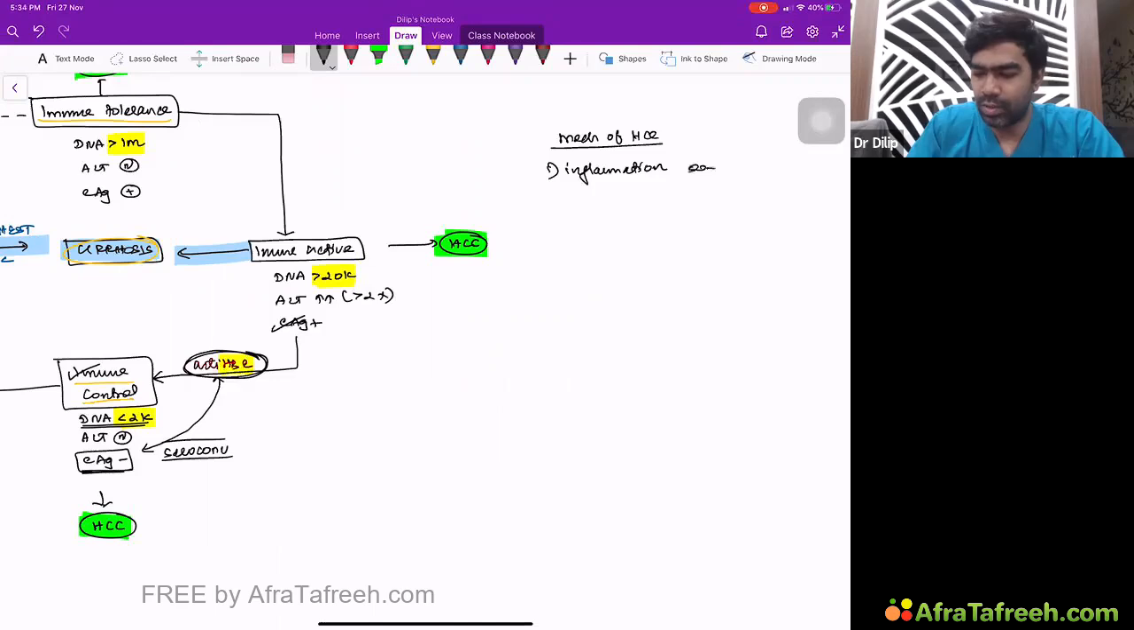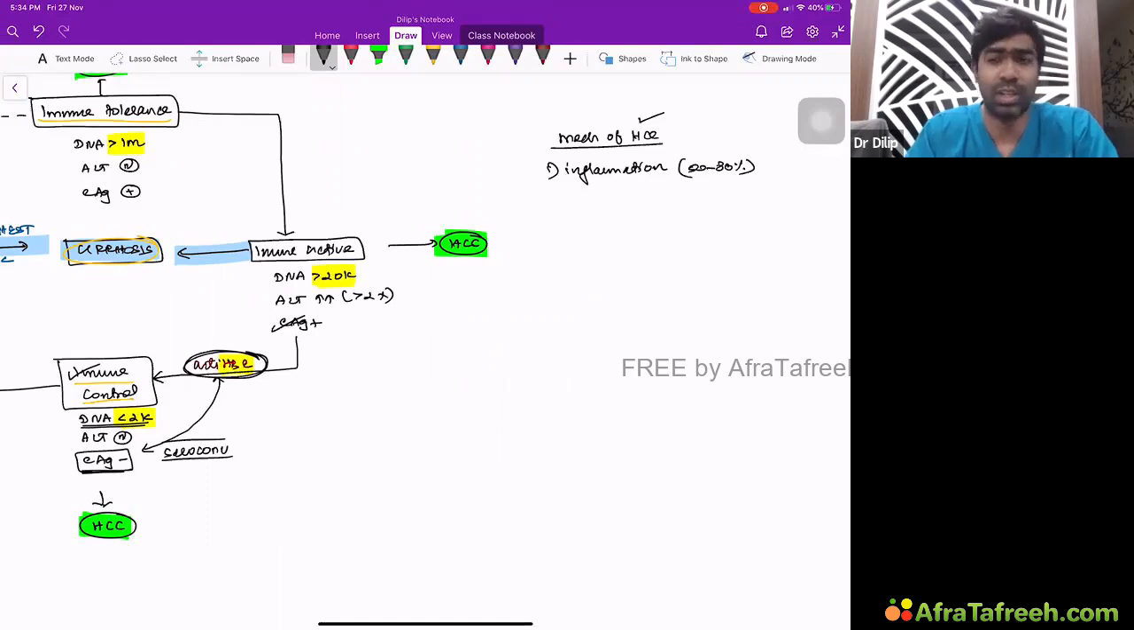So almost 50 to 80% of the cases of hepatocellular cancer will be due to inflammation, which means they will develop from a background cirrhosis. I told you the number 1 cause of hepatocellular cancer in the world is background cirrhosis. Irrespective of the cause of cirrhosis, cirrhosis itself increases the risk of hepatocellular cancer. Number 2, the second reason why they can develop hepatocellular cancer is something called insertional mutagenesis.